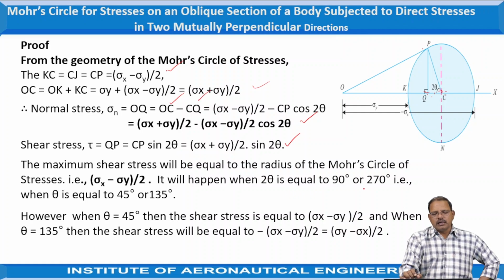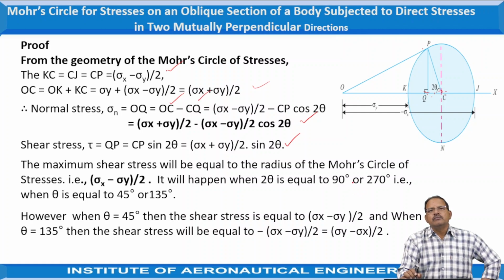The maximum shear stress will be equal to the radius of the Mohr circle, that is (sigma x minus sigma y) by 2. It will happen when 2 theta is equal to 90 degrees or 270 degrees, or theta is equal to 45 degrees or 135 degrees. When theta is equal to 45 degrees, the shear stress is (sigma x minus sigma y) by 2. When theta is equal to 135 degrees, the shear stress is minus (sigma x minus sigma y) by 2, or (sigma y minus sigma x) by 2. The minus sign represents the opposite direction.